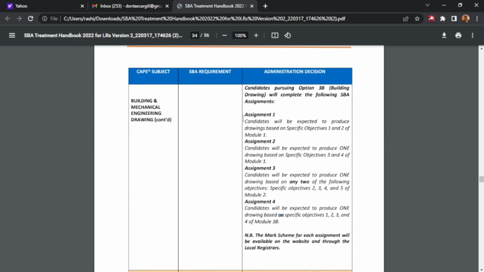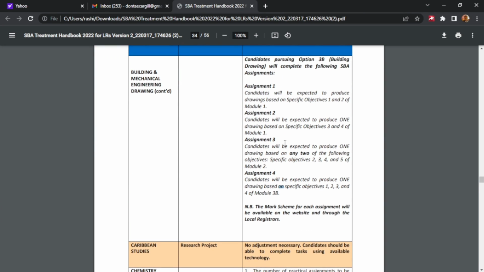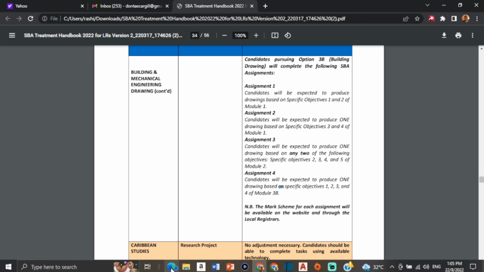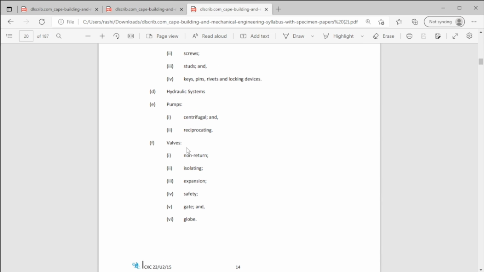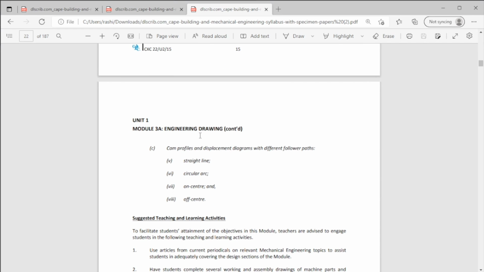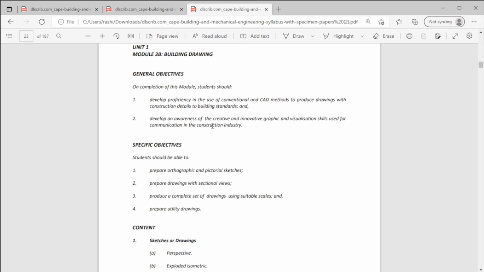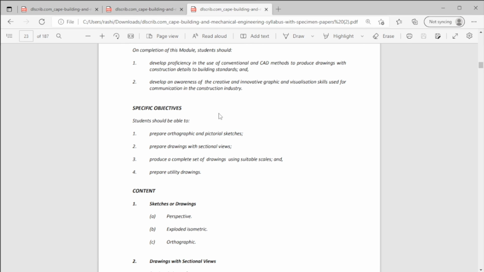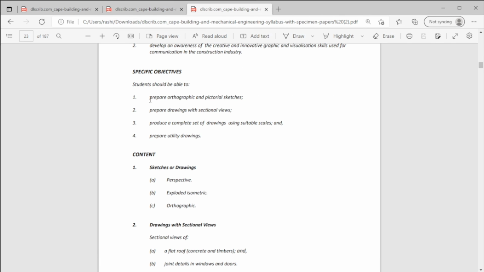Now if you're doing building drawing for assignment 4, it says that candidates will be expected to produce one drawing based on specific objectives 1, 2, 3, and 4 of module 3B. So let's scroll down to module 3B. This is currently module 3A, which is engineering, and this is module 3B, which is building. So 1, 2, 3, and 4: produce orthographic and pictorial sketches, prepare drawings with sectional views, produce a complete set of drawings using suitable scales, and prepare utility drawings.